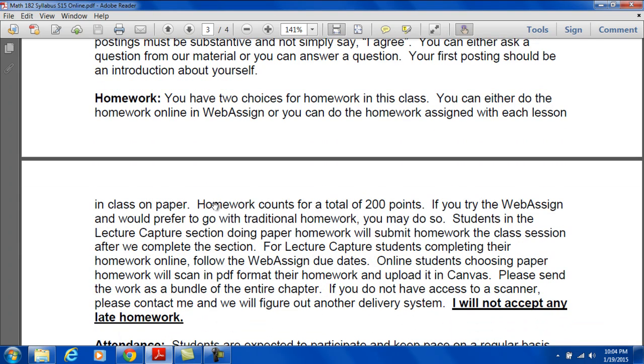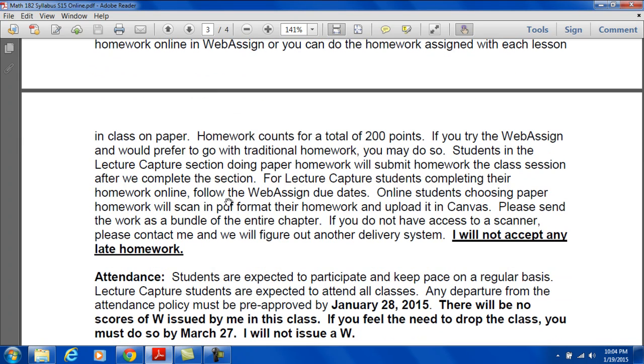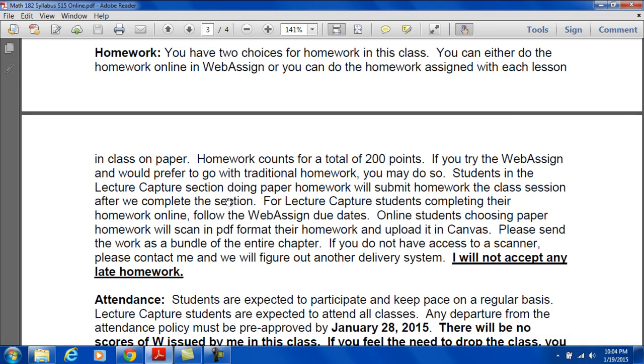Homework. You have two choices for the homework in this class. You can either do the homework online in Web Assign, or you can do the homework assigned with each lesson in class on paper. There's the homework assignment list you'll see in the modules. Homework counts for a total of 200 points. If you try Web Assign and would prefer to go to the traditional homework, you may do so. Students in the lecture capture section doing paper homework will submit the homework in class session after we complete this section.